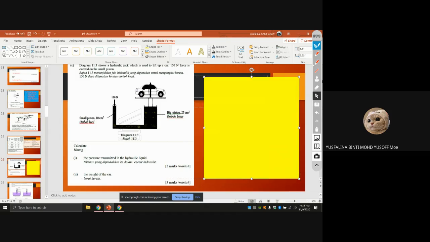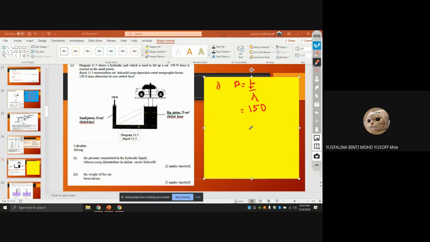For this one, diagram 11.3 shows a hydraulic jack which is used to lift up a car. 150 Newton force is exerted on the small piston. Calculate the pressure transmitted in the hydraulic liquid. P is equal to F over A. This is Pascal. So P is F over A. The force here is 150.